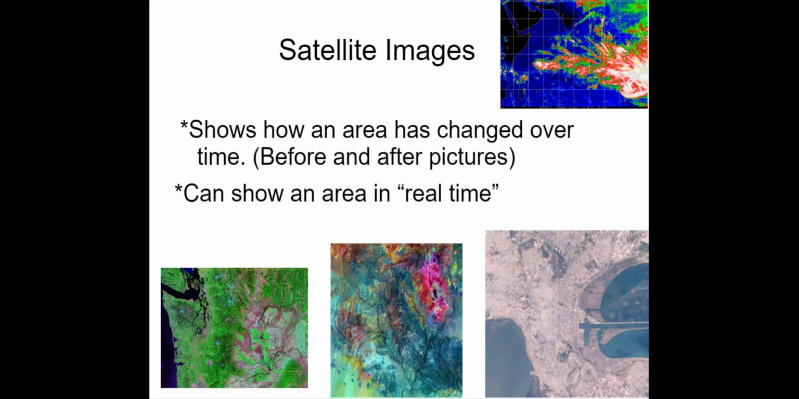Satellite images are really cool because they're able to show us how things have changed over time, what the area looked like before and what it looks like now after these changes have occurred. They also can show the area in real time, what is happening right now in that area.